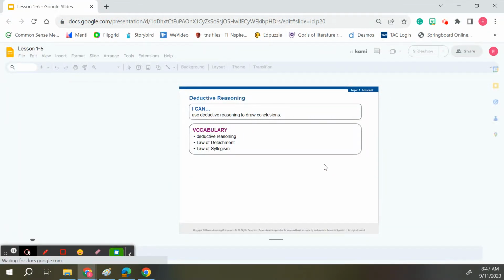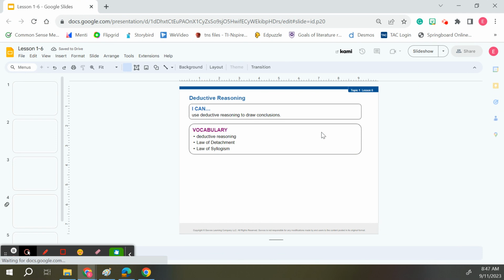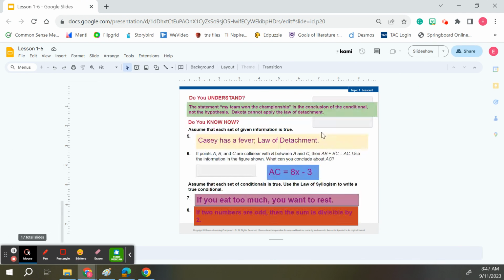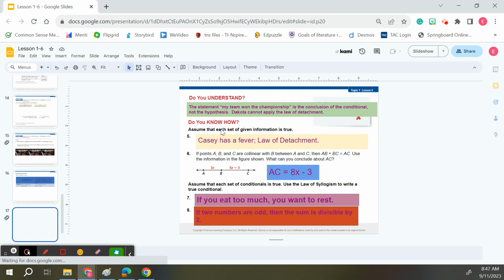How are we doing? Is anybody still working on these? You are? No, can you explain the law of syllogism and detachment more easily?